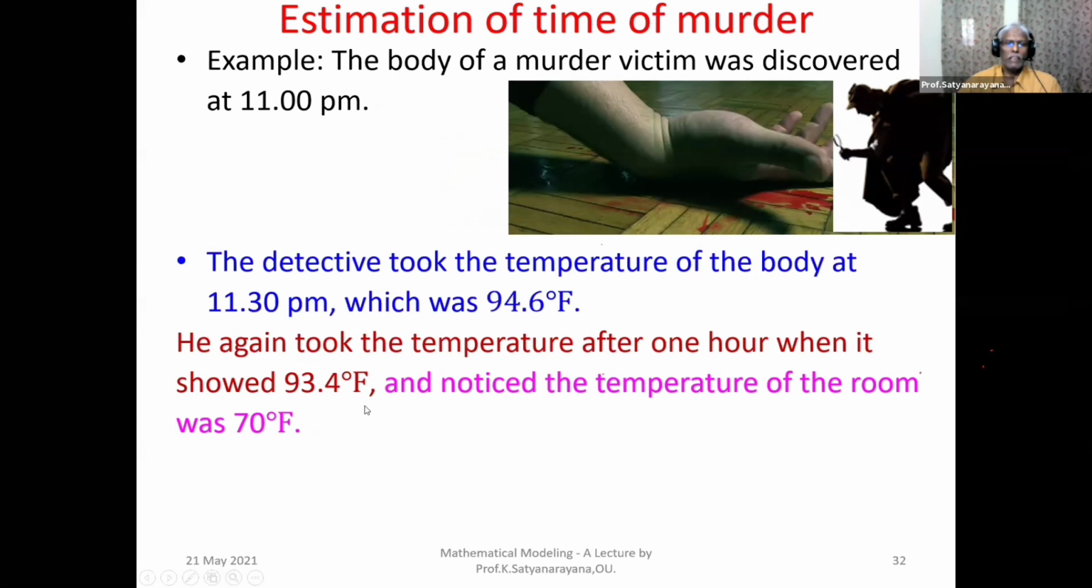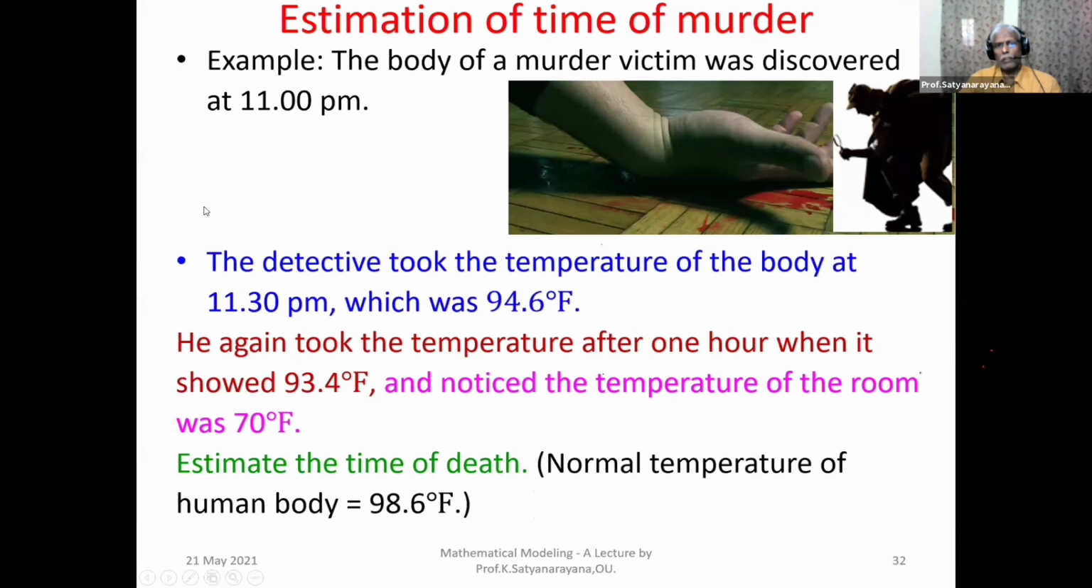So when he arrived at 11:30, he took one reading. After 1 hour, he took another reading, and he has taken the reading of the room temperature, that is the surrounding medium, Ts. This is the initial one. After 1 hour, this is the thing. But now the question is, estimate the time of the death. And you are given the normal temperature of the human body is 98.6 degrees Fahrenheit. Okay? So this is the question. I made it attractive. Instead of a cup of tea or coffee, initial, final, and so on, we made it like this.